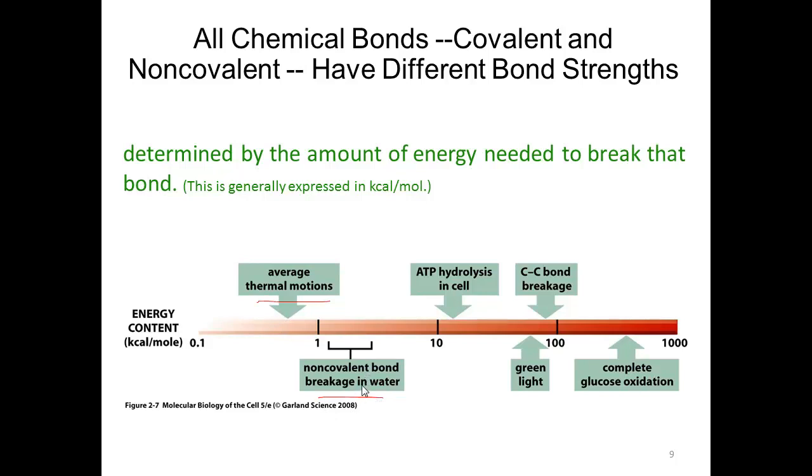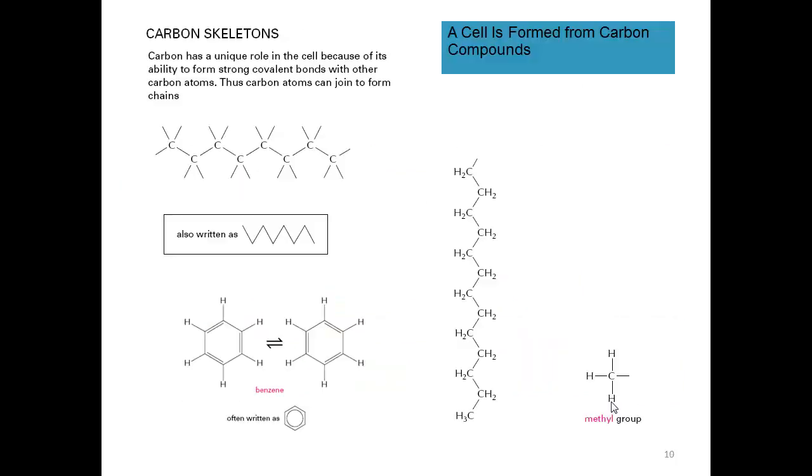Hydrogen bonds and other non-covalent bonds in aqueous environments are 1 to 3 kilocalories. Hydrolysis of an ATP molecule can produce 12 to 13 kilocalories. A carbon-carbon single bond is about 83 kilocalories, and when a cell completely oxidizes glucose down to carbon dioxide, it can extract around 680 kilocalories, most of which is stored in the form of ATP molecules.